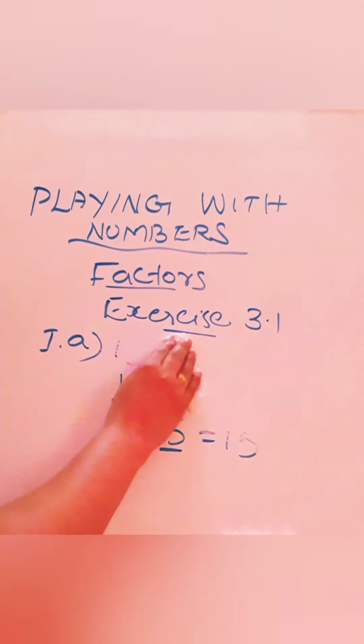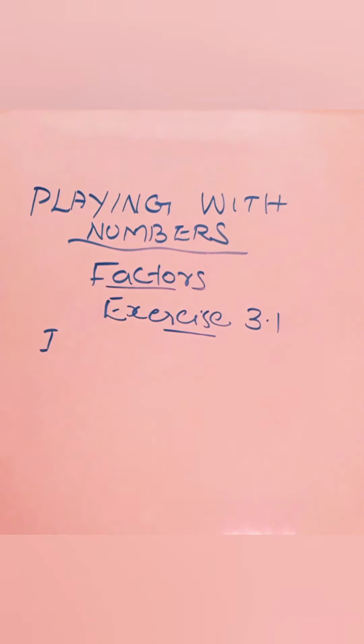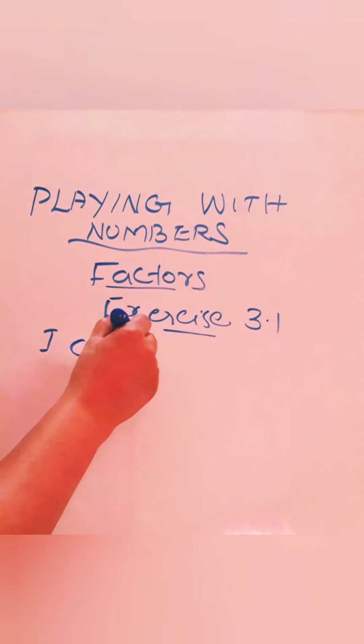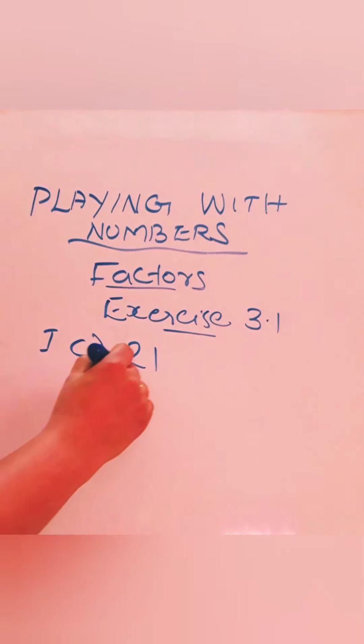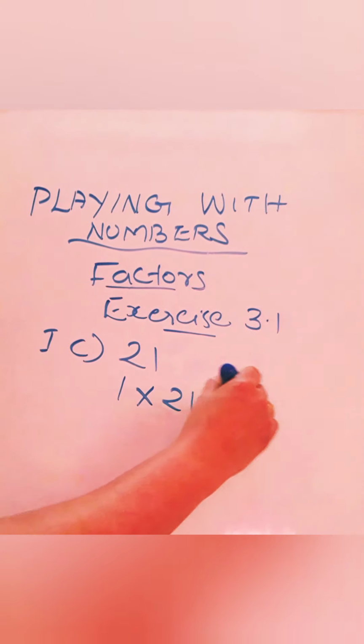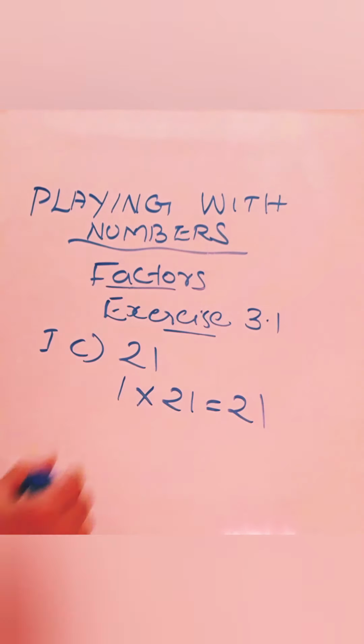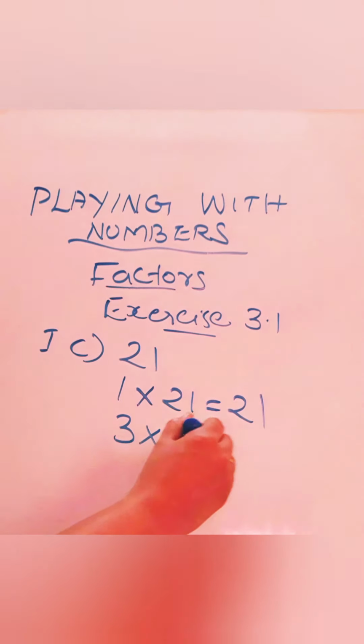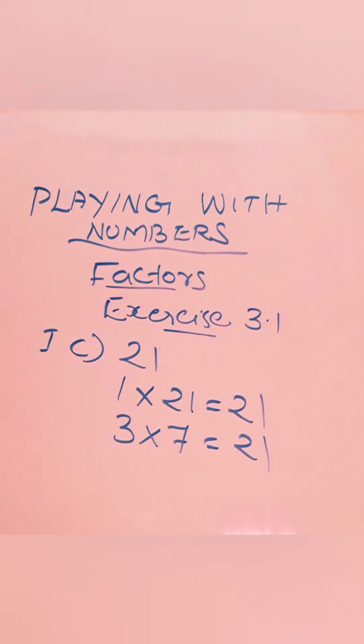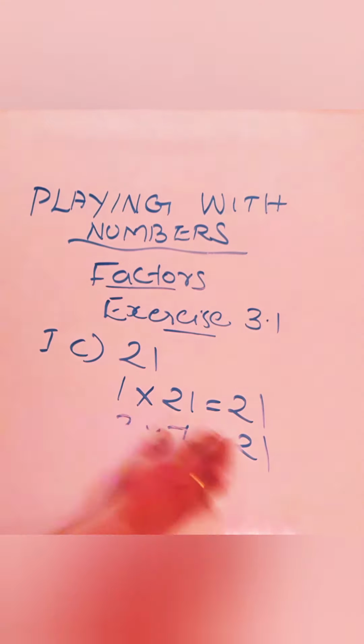Now question number C is 21. That was B. B was 15. C, 21. Same method. 1 into 21 is equal to 21. 2's table no. 3's table, 3 into 7 is equal to 21. Then 4 no. 5 no. 6 no. 7 no. 8 no. 9 no. 10 no. So 1, 3, 7, 21 are factors of 21.